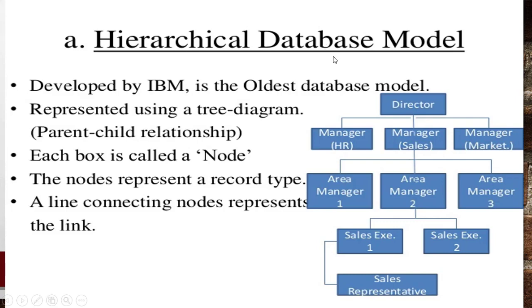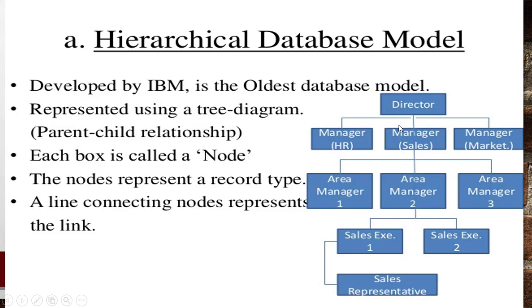The hierarchical database model, as I told you already, was developed by IBM and it is one of the oldest database models. It is represented using a tree-like structure, that is a parent and child relationship. Each box in the hierarchical database model is called a node. The nodes are represented as a record type, and the line that is used to connect each node is called a link.